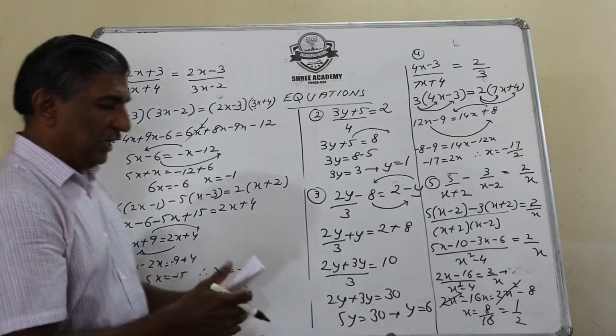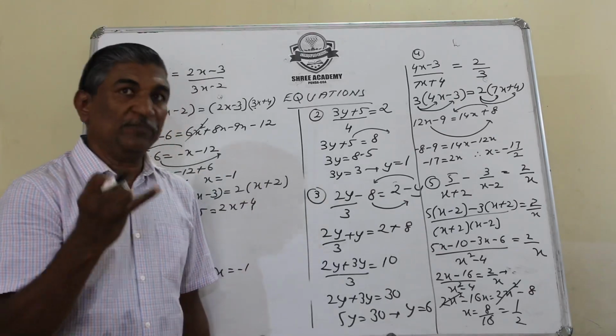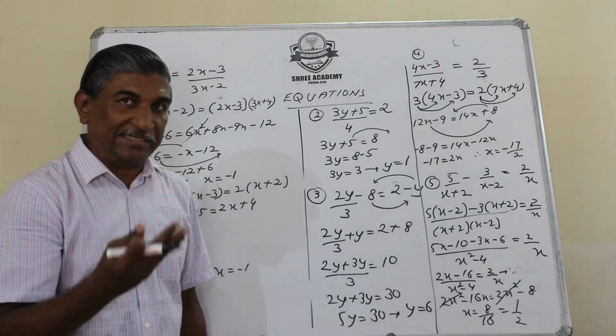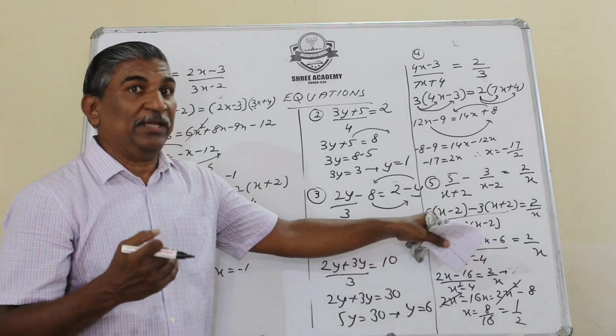I think we have done most of the sums. Kindly remember the rules of transposing, cross multiplication, LCM, and in some cases algebraic identities like a square minus b square.